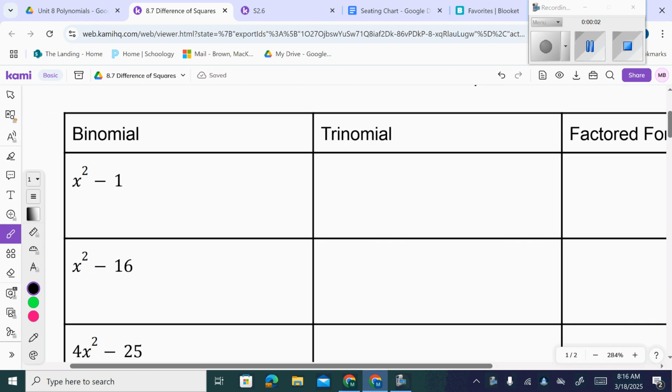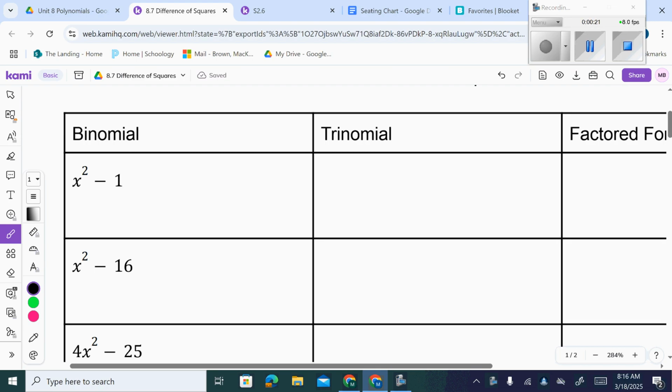Okay, it's 2 terms. Normally, what are you going to check for first? GCF. Okay? So, come and just sit anywhere, and then I'll figure out where to seat you tomorrow. Okay, is there anything that goes into x squared and 1? No. Okay, so there's not a GCF.